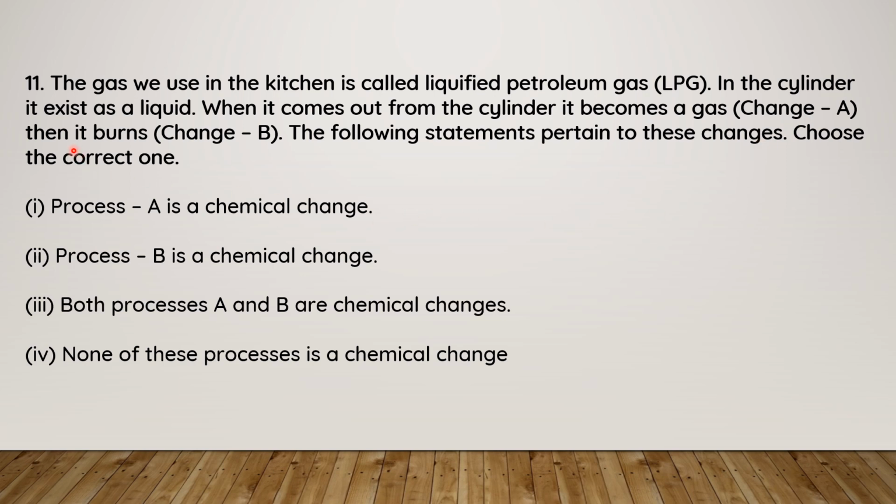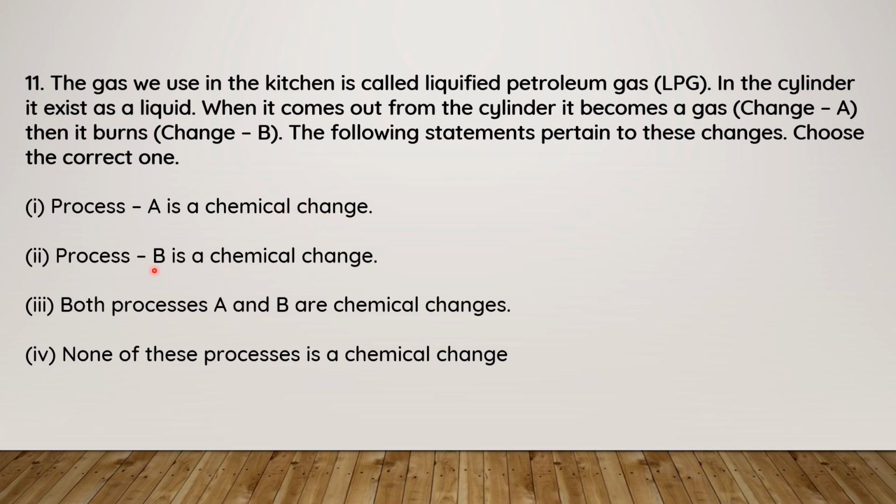That is change A. Then it burns, that is change B. After that, the gas burns. The following statements pertain to these changes. Choose the correct one. Process A is a chemical change. Here change A is only the state change from liquid to gas. So that is actually a physical change, not a chemical change. So this answer is wrong.